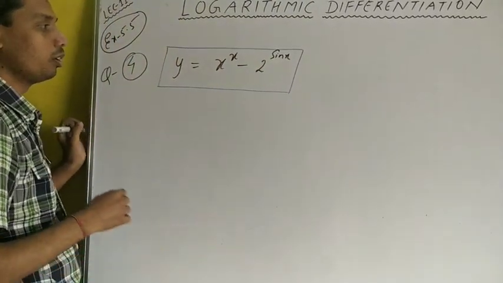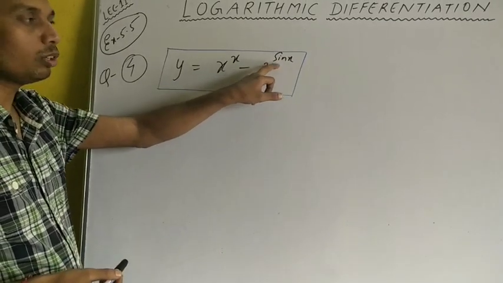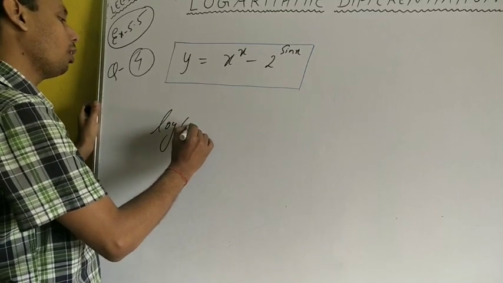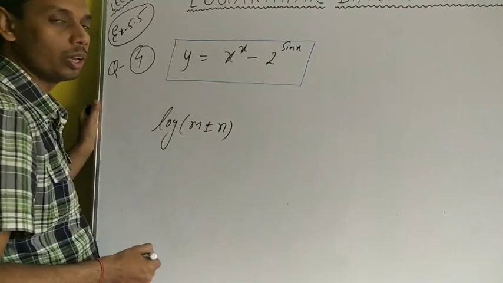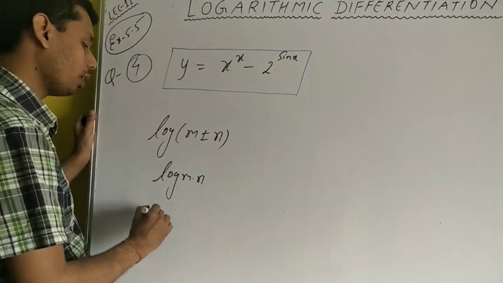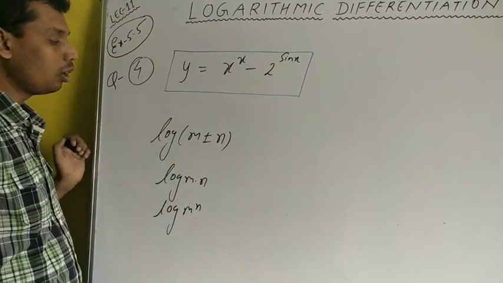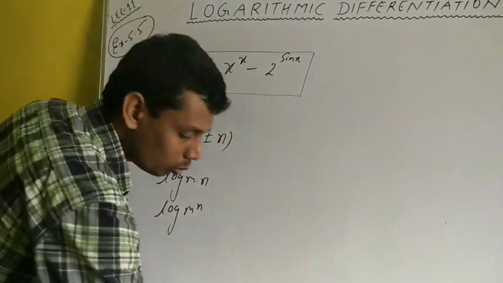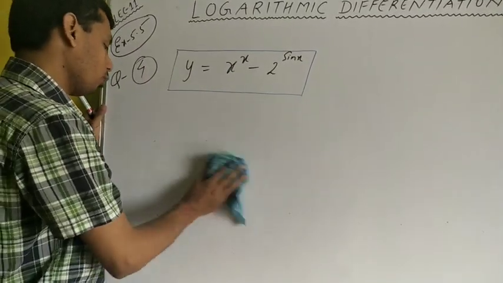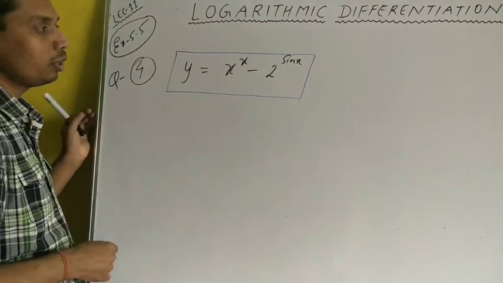Now see question number 4. Here, function to the power function, this is in a form of a to the power x, constant to the power x. Now we don't have any formula for log m plus minus n. We can expand log of m into n, m to the power n, m by n, and so on, but for log m plus n we don't have any formula.